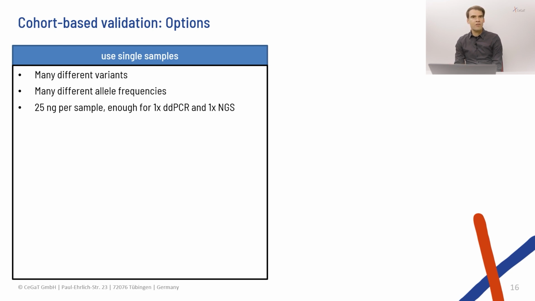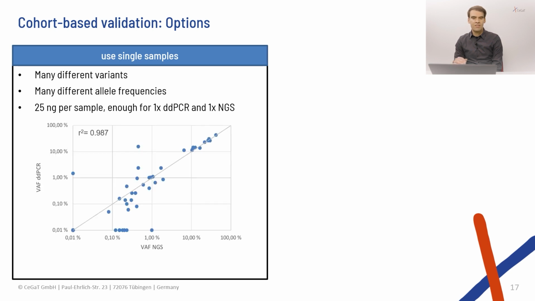The first thing we can look at is at what allele frequencies variants are detected in both methods and how that correlates. And as you see here, it correlates quite nicely. However, this population of variants has a few problems. For example, there's a number of variants with high allele frequencies that do not help us in determining sensitivity at a low limit of detection.